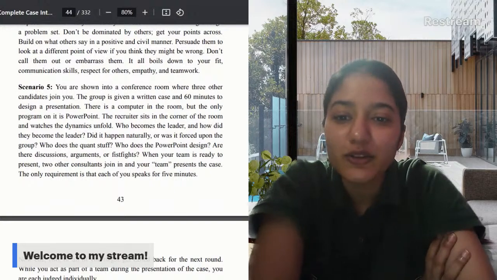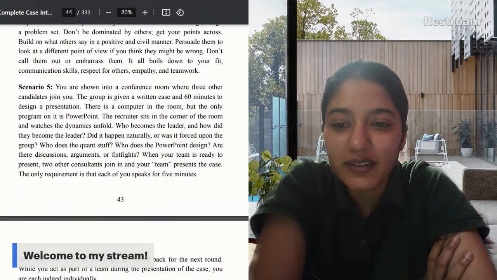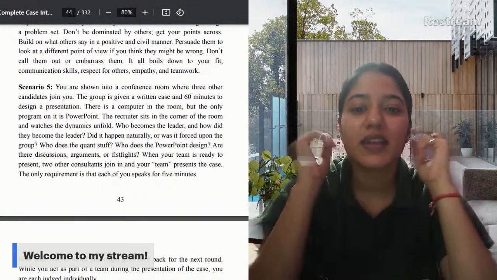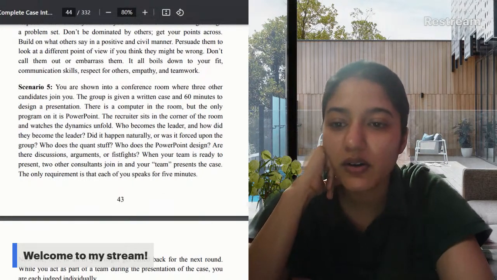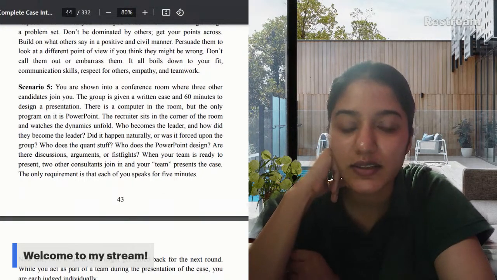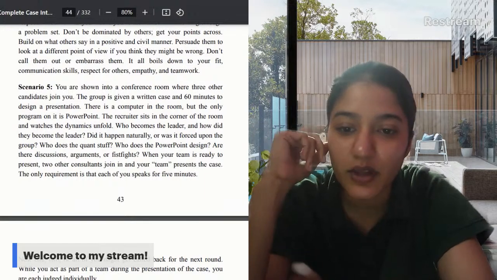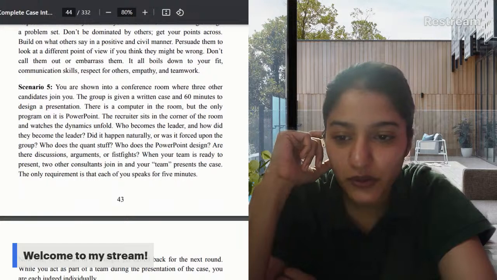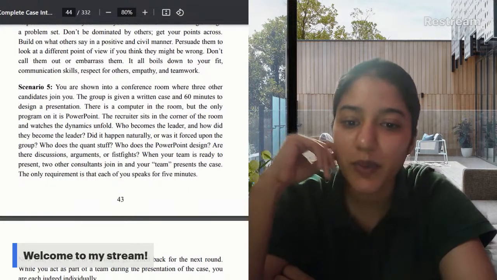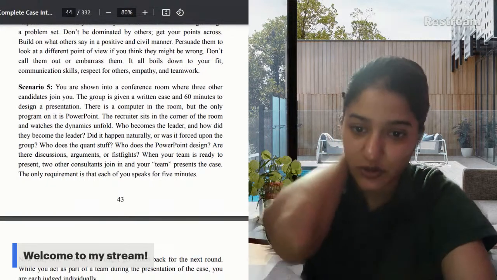Scenario 5. You're shown into a conference room where 3 other candidates join you. The group is given a written case and 60 minutes to design a presentation. There is a computer in the room, but the only program on it is PowerPoint. The recruiter sits in the corner of the room and watches the dynamics unfold. Who becomes the leader and how did they become the leader? Did it happen naturally or was it forced upon the group? Who does the quant stuff? Who does the PowerPoint design? Are there discussions, arguments, or fist fights?